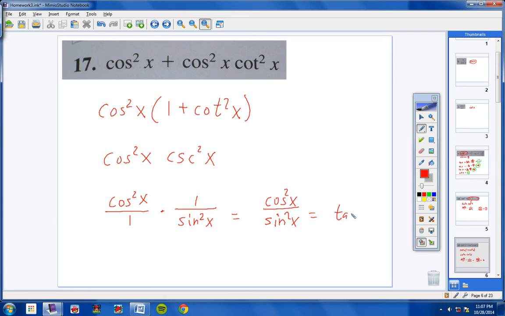So tangent squared, no, that's incorrect. Sorry about that. It's cotangent. Sine over cosine is tangent. Cosine over sine is cotangent. Cotangent squared x. Okay, moving on to number 21.